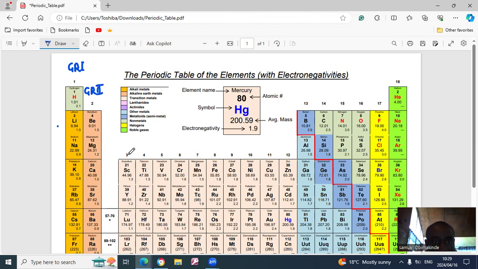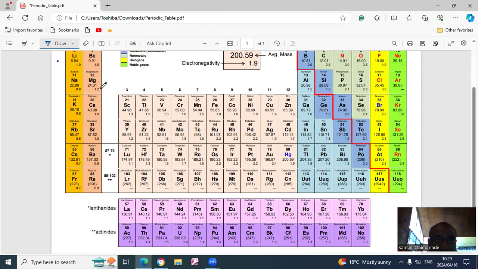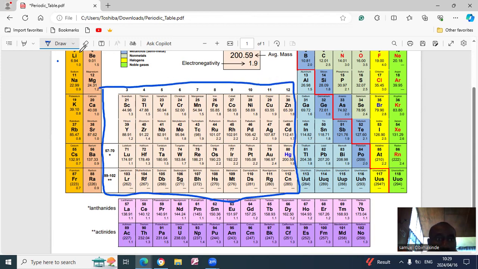Then forget group 3 for now. This block of elements, from here to this place, is said to be transition elements. So these ones are called transition elements. Sometimes you call them transition metals, right?